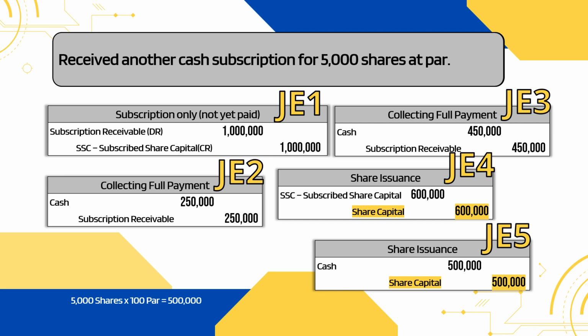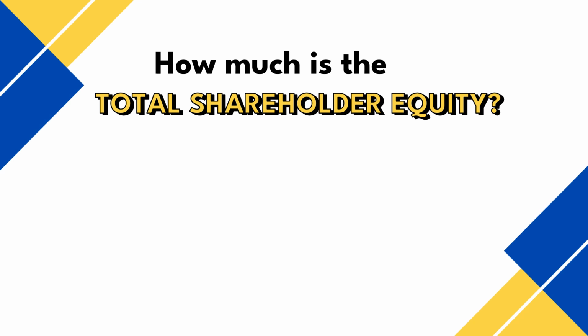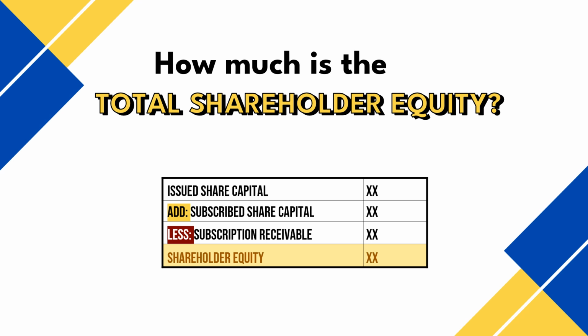Right? So putting that all together, the questions that we'll typically ask would be, number 1, what are the journal entries for the particular transaction? And number 2, how much is your total shareholders' equity? And this is where we will enter the level 1 shareholders' equity equation. So the general equation is how much is your issued share capital. Issued meaning how many are fully paid and issued already. So this will represent the 11,000 shares. We will add the subscribed share capital. So how many extra are subscribed, right? But we will subtract the subscription receivable.